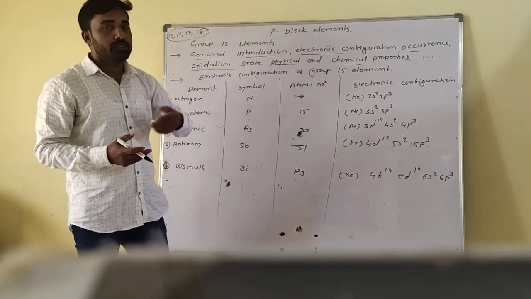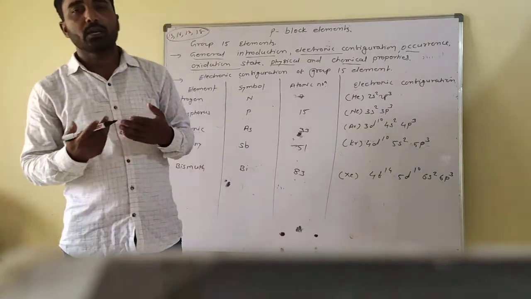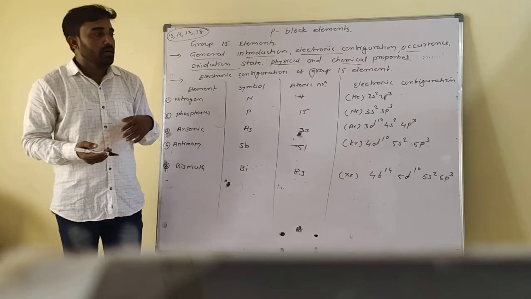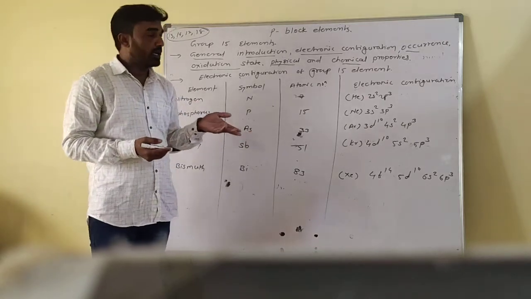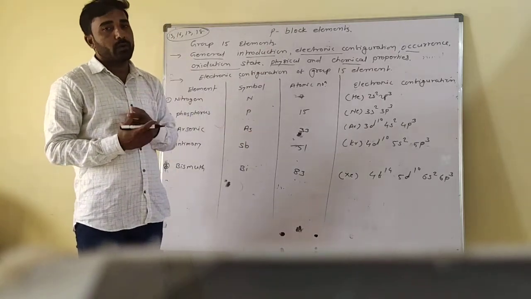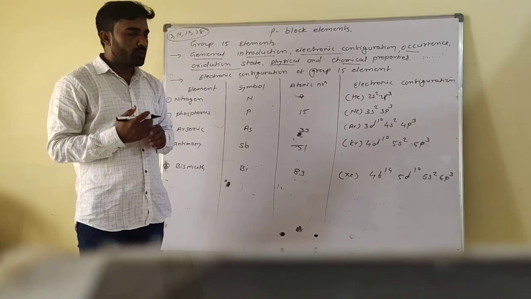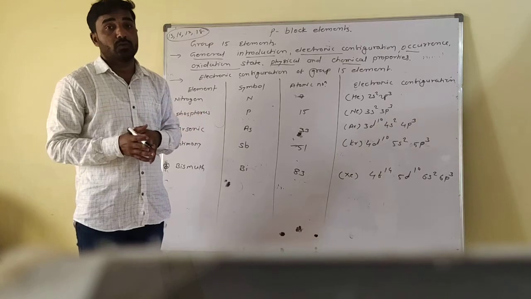Now another point, physical properties. Physical properties include the melting point, boiling point, density, solubility, acidic character, basic character. Chemical properties include how elements react with other elements, and the formation of a number of compounds, and allotropes also.